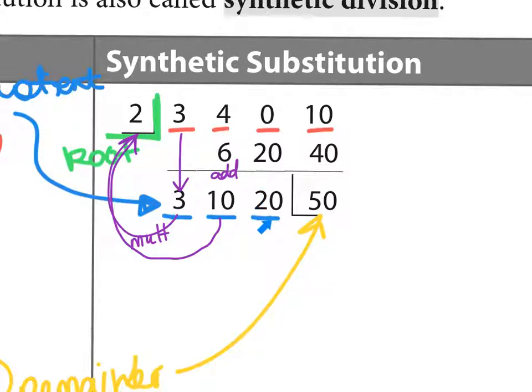Then I'm going to repeat the process. Multiply 20 by 2. That gives me 40. Add straight down. That gives me 50. Now your last number will always be a remainder. So this box at the end is always going to be your remainder. And then the other numbers that are left are going to be your coefficients for your new polynomial. So let me explain a little bit more what that means.